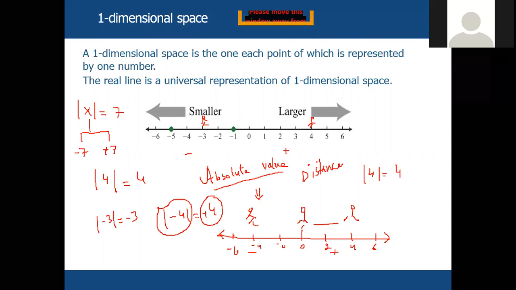So we have a one dimensional system. In a one dimensional system, we need just one number to represent the location of a body in space. An example of a one dimensional space is the real number line, and second, if you are moving in a circular path, you need only an angle to specify the location.